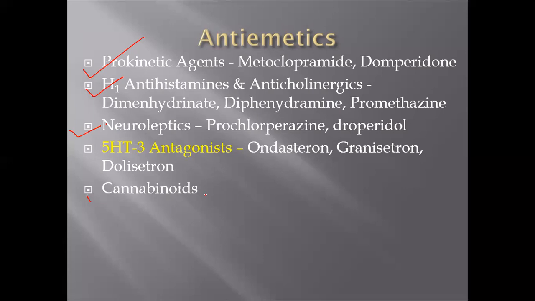Antihistaminic anticholinergic drugs include mostly the first generation antihistaminic drugs such as dimenhydrinate, diphenhydramine, promethazine, and we even tend to use hyoscine. Neuroleptics, we have the antipsychotic drugs because they are dopamine antagonists. We already talked about dopamine receptors being present in the chemoreceptor trigger zone, thereby stimulating the chemoreceptor trigger zone, inducing nausea and vomiting. And we have the 5-HT3 antagonists such as ondansetron, granisetron, and dolasetron. And obviously, we have another group of drugs, that is cannabinoids.